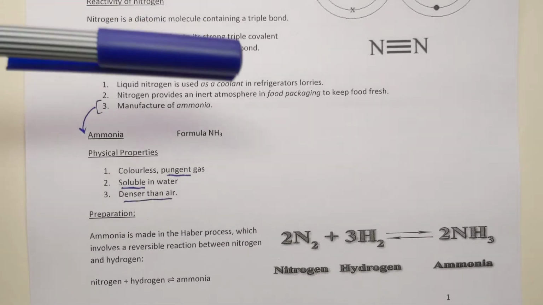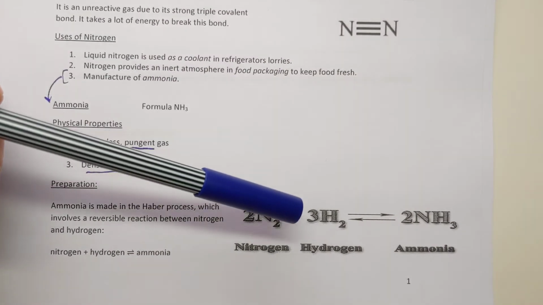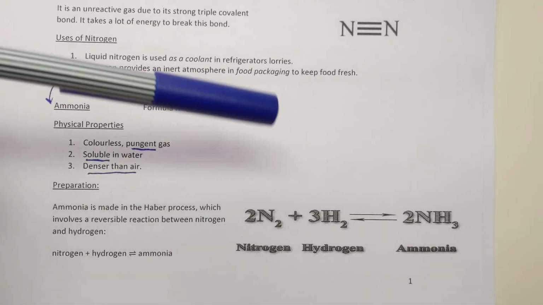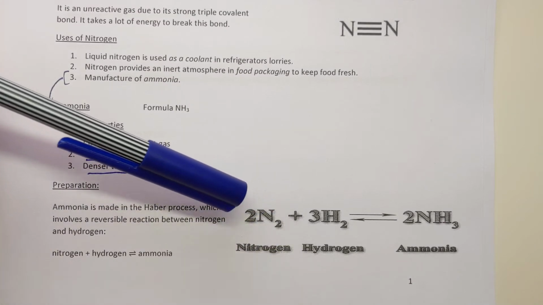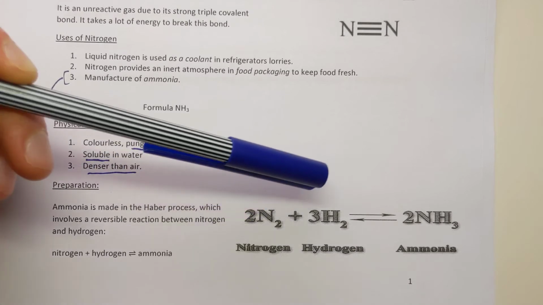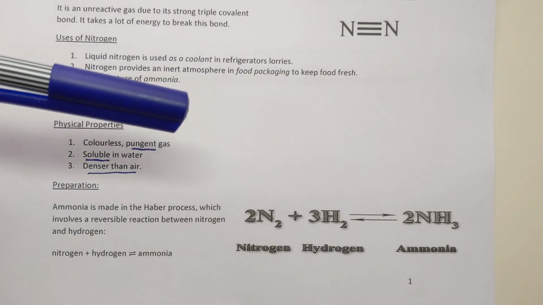The reason that it's difficult to make is because this is the main reaction we use. We react nitrogen with hydrogen to make ammonia because that's the two things that make up ammonia. But as we've already established, nitrogen is very, very unreactive. It's very stable. So it's actually quite hard to force it to react with hydrogen to make ammonia.